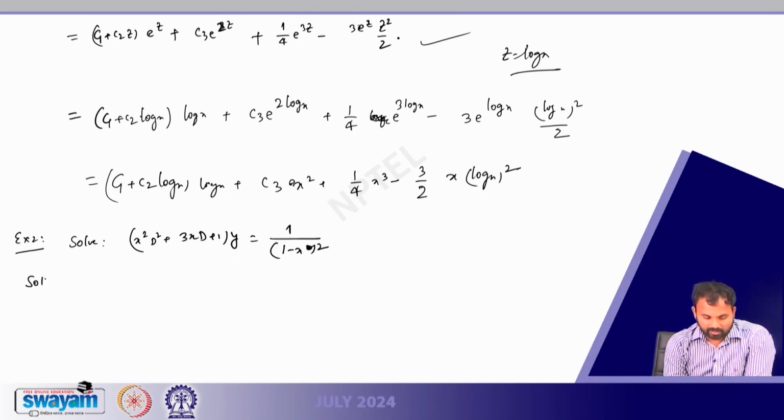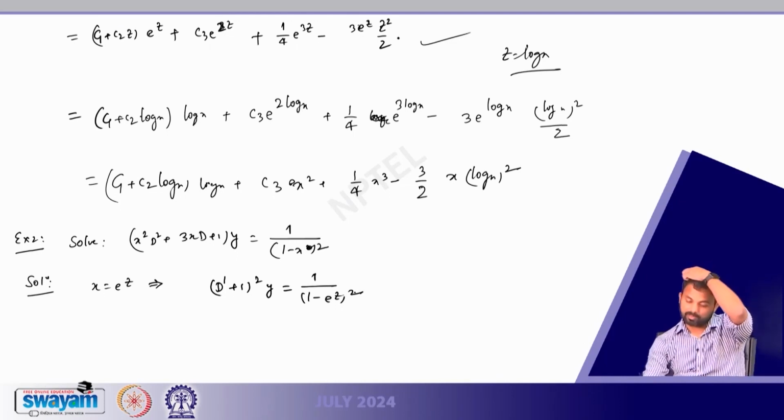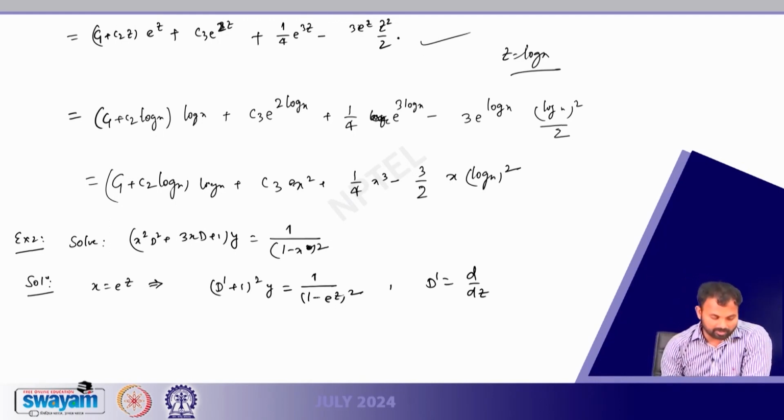So, the solution: you again substitute x equals e to the power z, so that the given differential equation will reduce to (D' + 1)² y = 1/(1 − e^z)², right. Here D' is basically d/dz. So, if you do those calculations, it will reduce to (D' + 1)² y = 1/(1 − e^z)².